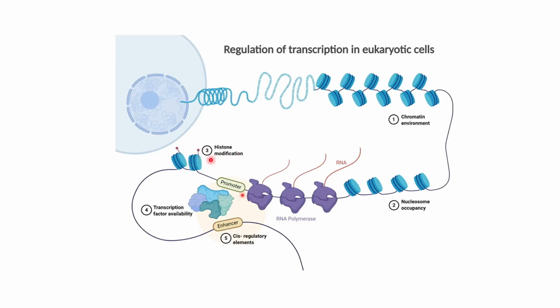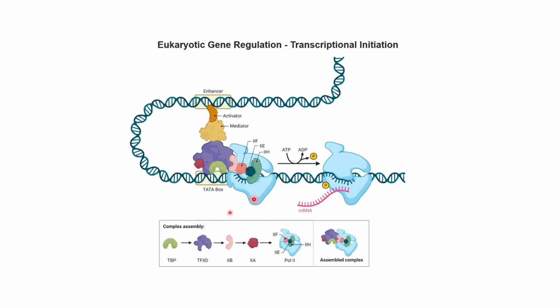So histone modification also plays a role in the transcription process, and so do the cis regulatory elements, such as enhancers. Enhancers are sequences present in the DNA region which enhance transcription by the transcription factors. So if the enhancer is present, then that gene will be active in that region.